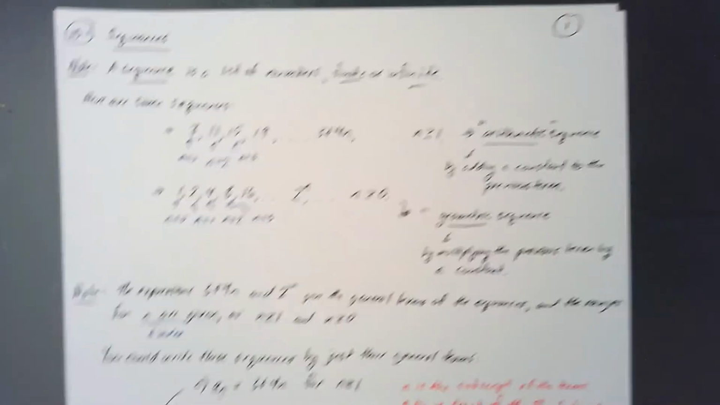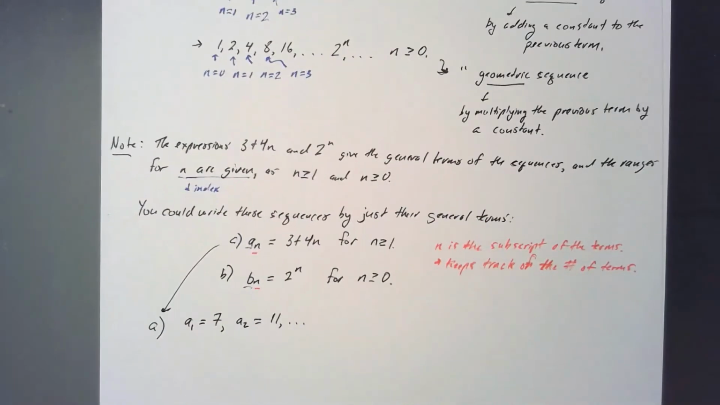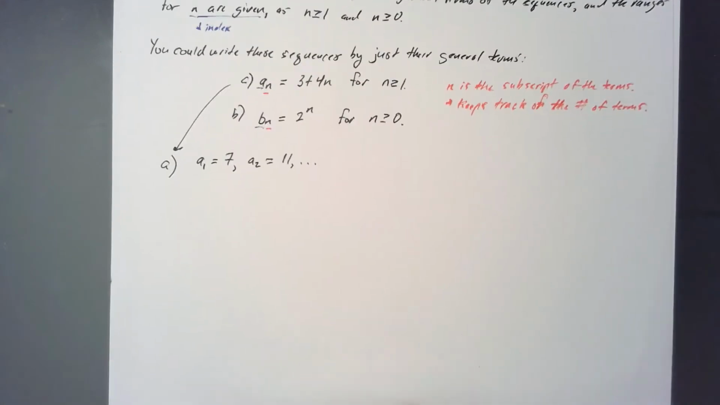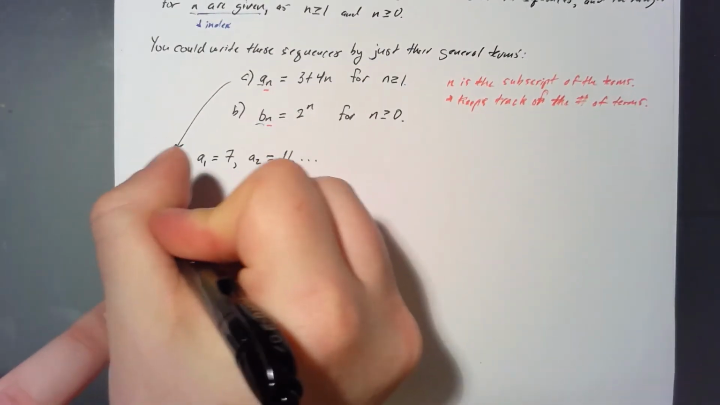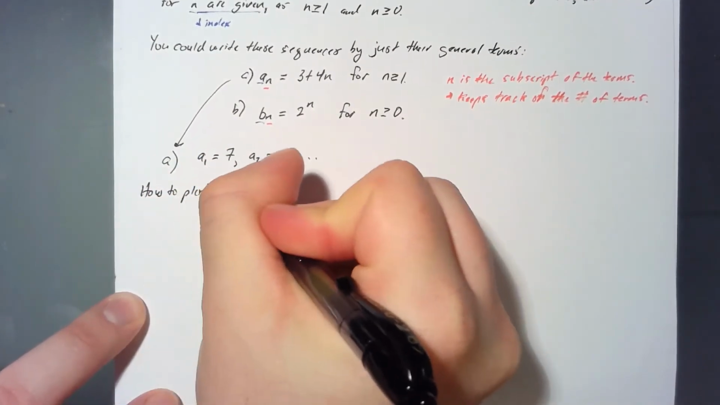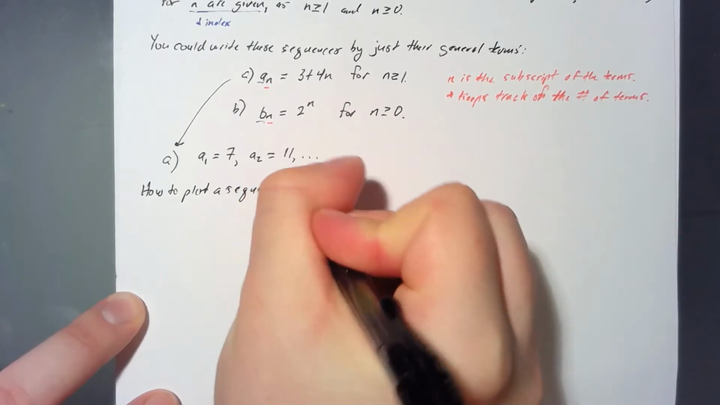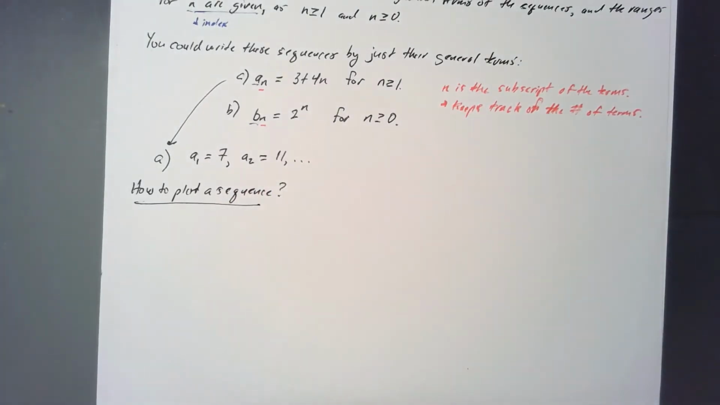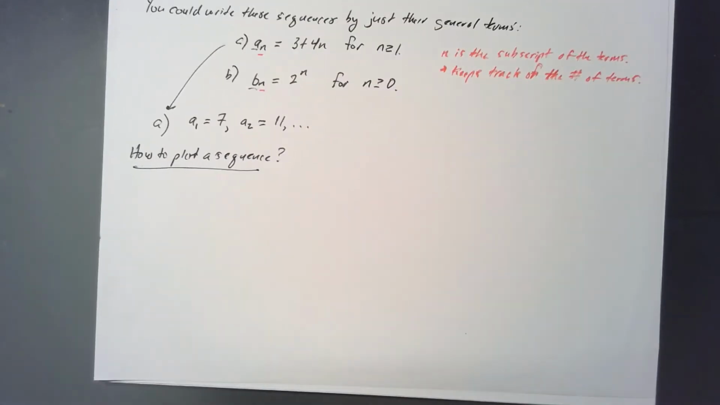Alright, it's just a list of numbers. So how do we plot a sequence? Like, how do we actually plot a sequence? How to plot a sequence. So it's really just like you would plot anything. You're just plotting ordered pairs on a graph, right?